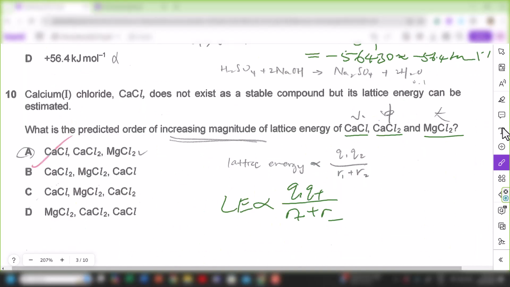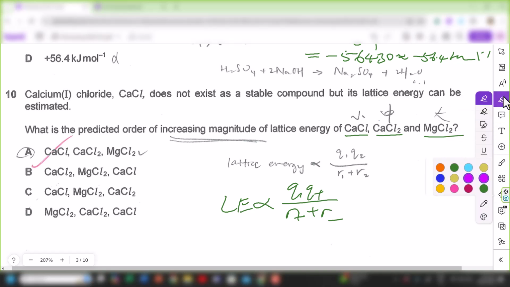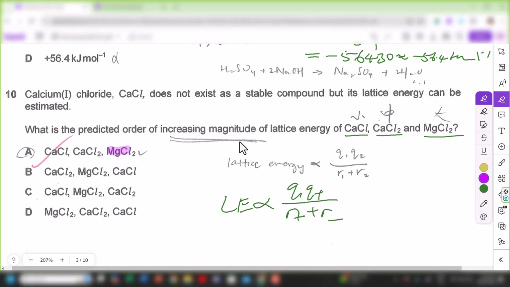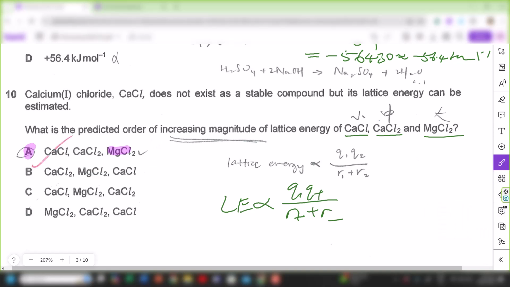Okay, I think we don't have to check, because Mg magnesium lies above calcium. Yeah, so the cationic radius of Mg2+ will definitely be smaller than that of calcium 2+. Yeah, so because of that, we can straight away conclude that the one with the most exothermic lattice energy will be MgCl2. Okay, so because of that, there's only one option we're going to look at. That's option A.